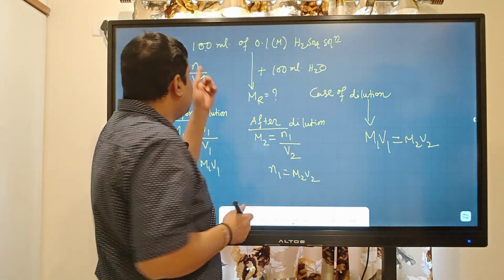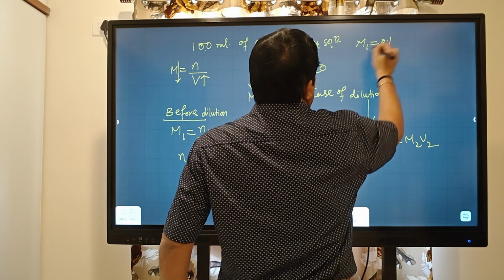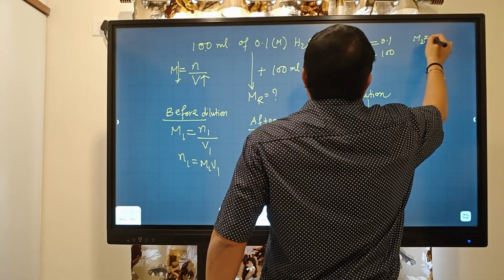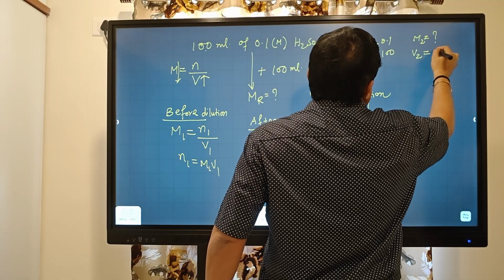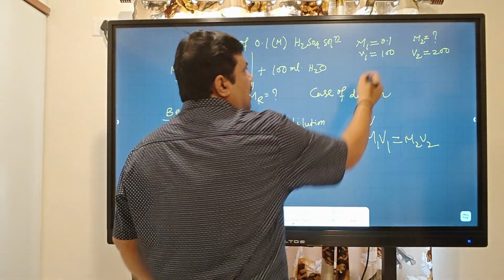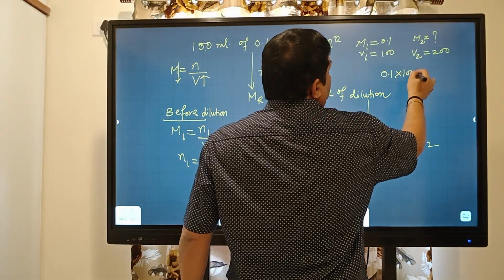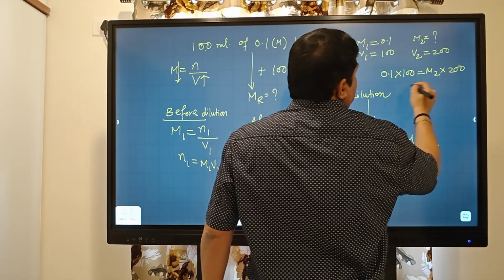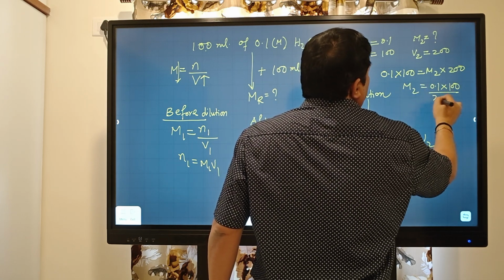So what is my M1? Initially the molarity was 0.1, and the initial volume was 100 ml. Then I need to find the final molarity M2, the resultant molarity. The final volume of the solution will be 200 ml, because 100 ml of acid solution and 100 ml of water are added. Using the formula M1 V1 equals M2 V2: 0.1 into 100 equals M2 into 200. So M2 equals 0.1 into 100 by 200.